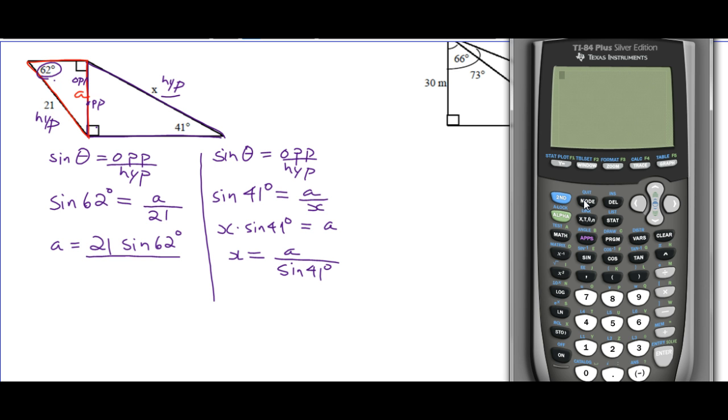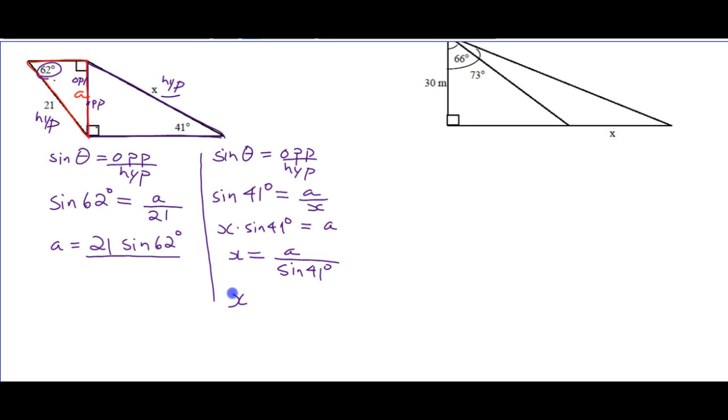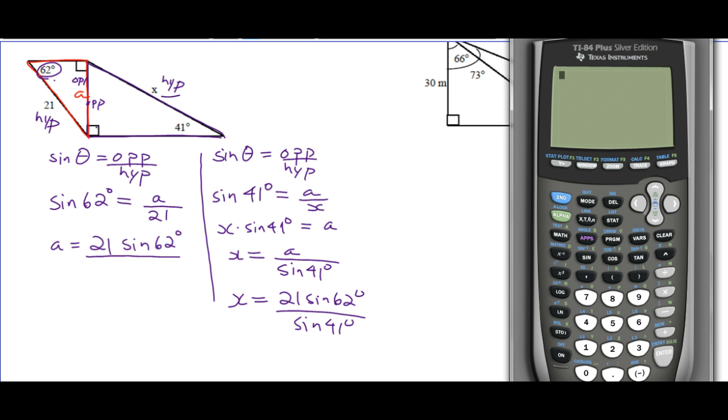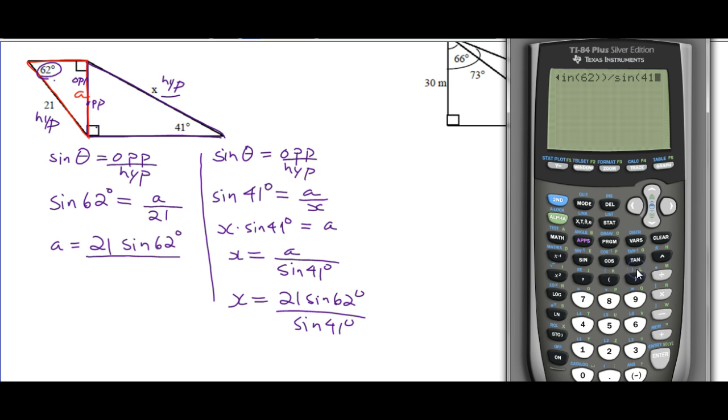Okay, so I want little a divided by sine 41. So x is equal to 21 times the sine of 62 degrees divided by the sine of 41 degrees. Okay, so what's that going to look like? Well, I'm going to put down a bracket and say 21 sine 62. Okay, now I got to close that bracket twice, right? So there's 21 sine 62. Calculator's going to work that out first, divided by sine 41. Close that bracket. Whoops. And close that bracket and hit enter.